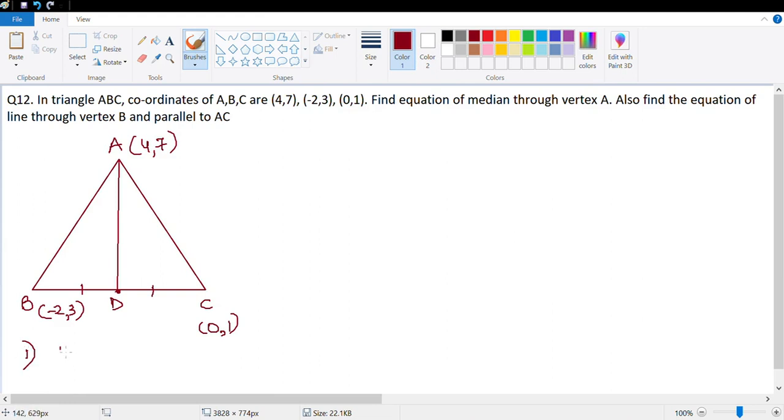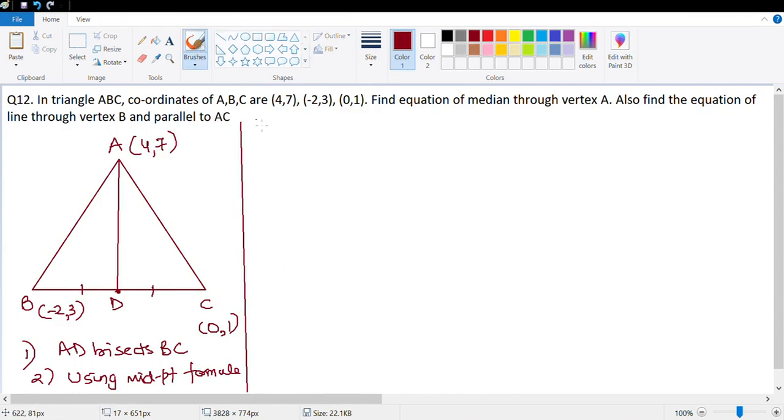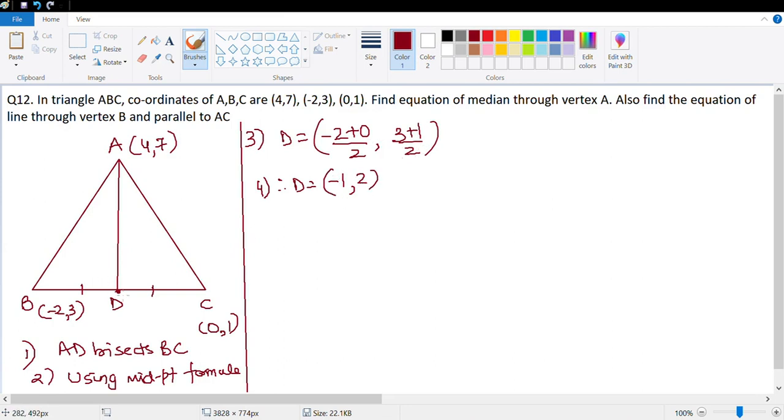Point number 1, AD bisects BC. Point number 2, using the midpoint formula, what we get is the coordinates of D. So D would be equal to negative 2 plus 0 upon 2 and 3 plus 1 upon 2. Therefore, D is equal to negative 2 plus 0, that's negative 2 upon 2, negative 1, and 3 plus 1, 4 upon 2, that's 2. So we know the coordinates of D, which is negative 1, 2.